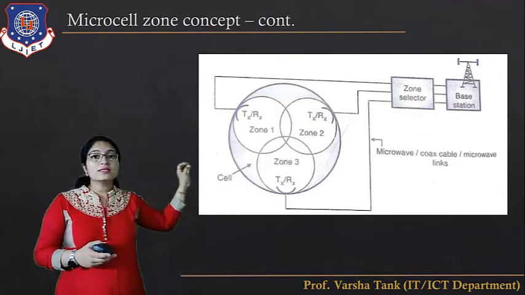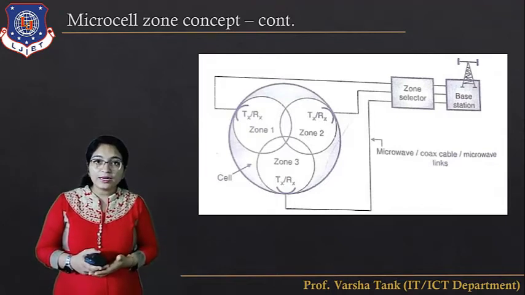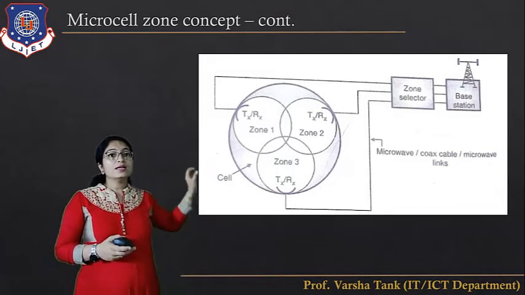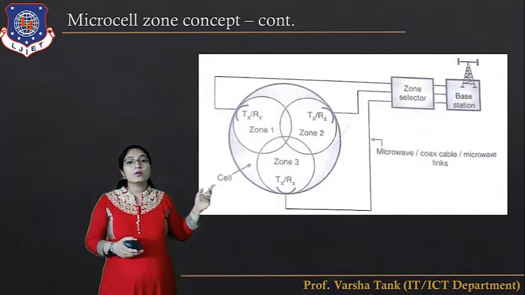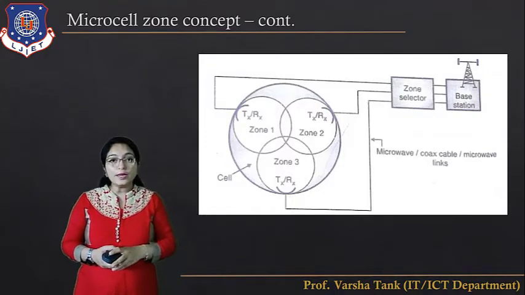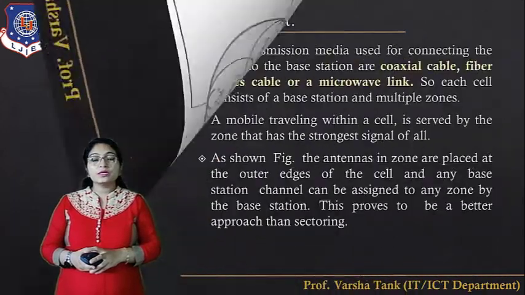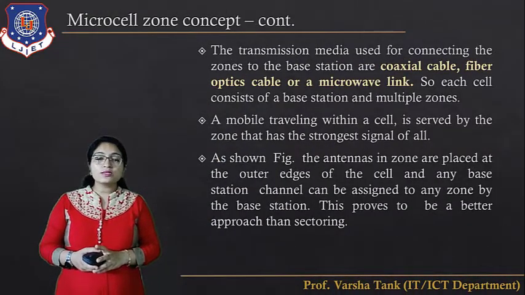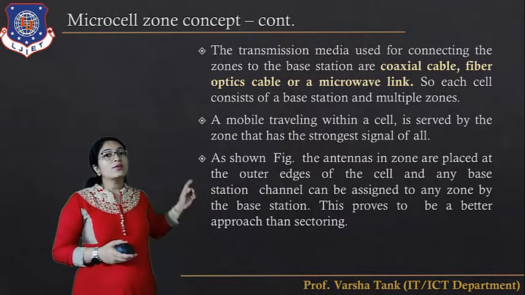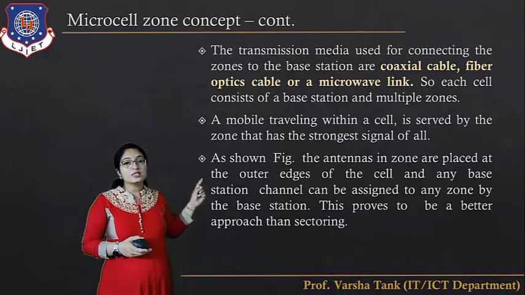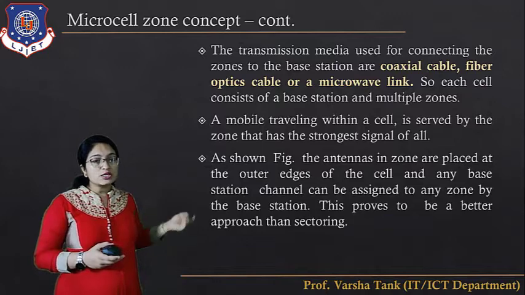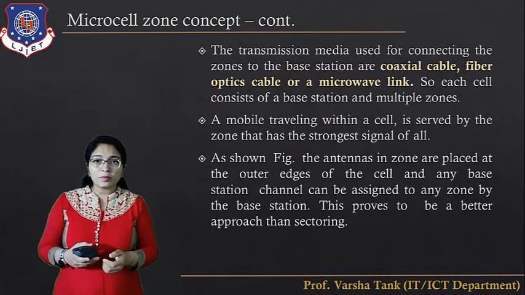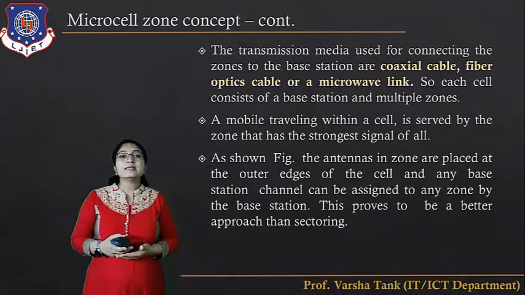So the zone selector will select where to transfer that particular data, and this zone selector will be connected to the base station. So signals will be received from the base station and transmitted to the base station. So let's learn what the micro cell zone concept is. The transmission media used for connecting the zones to the base station are coaxial cable, fiber optic cable or microwave links.